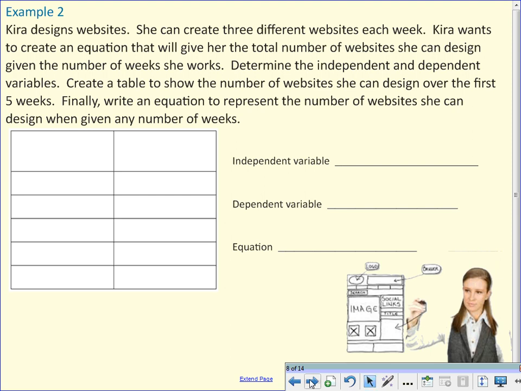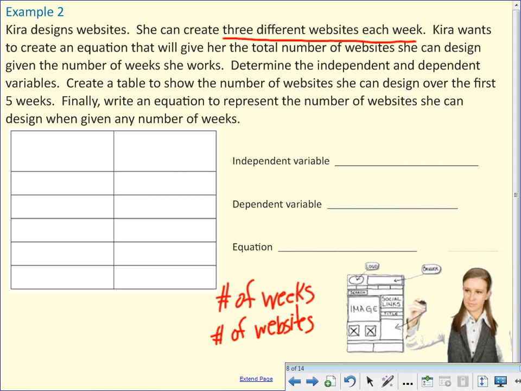So let's find our important information. 3 different websites each week. So what are our 2 variables? What are the 2 things that can change? The 2 units, the 2 amounts? What are the 2 things that we're comparing here? What are we looking at? Alright, so we're looking at the number of weeks. And we're also looking at the number of websites she designed.